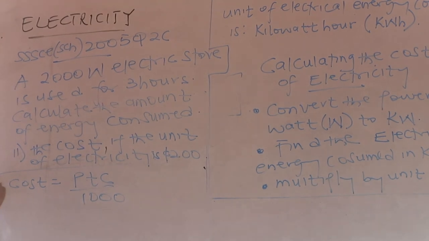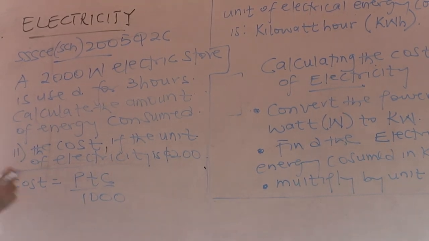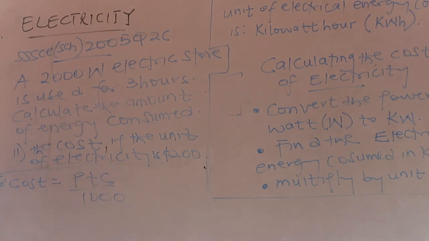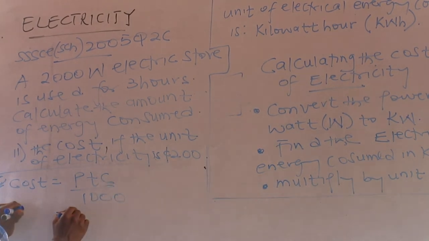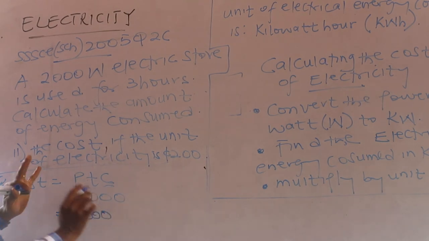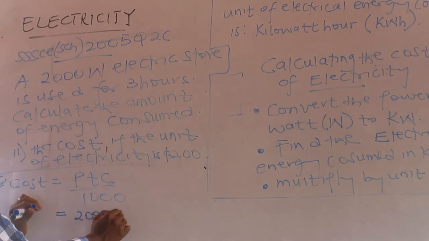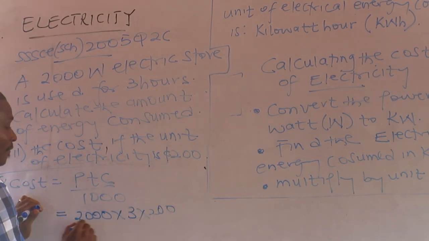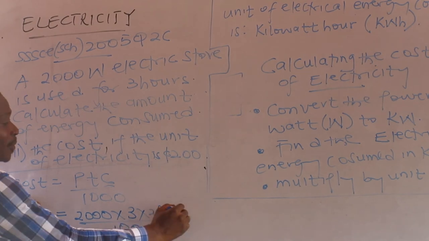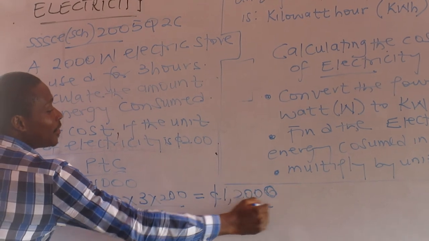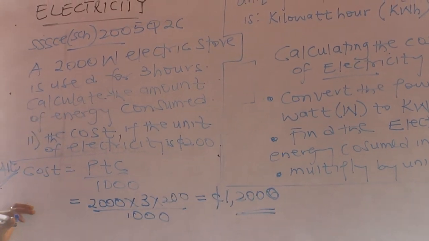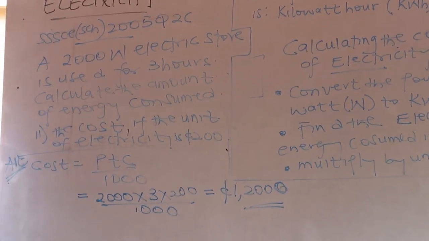Alternative. Cost equals P times T times C over 1000. When you're using this formula to find the cost, the power is 2000. You don't need to change anything here. The time is 3. The cost is 200. The 1000 is there, so it has been changed automatically, right? The answer is 1200. Using this approach, this is for our eyes only.